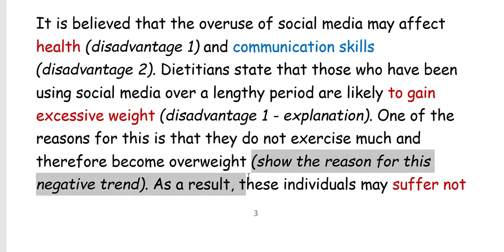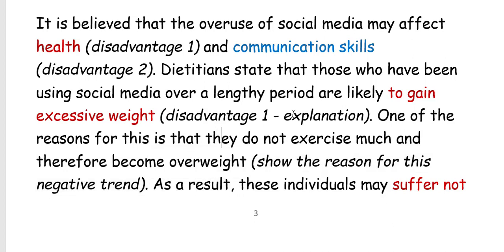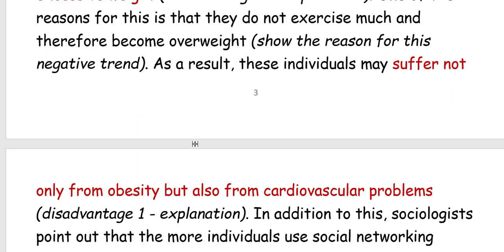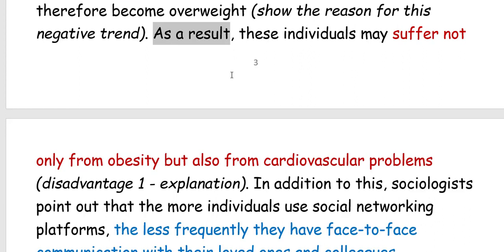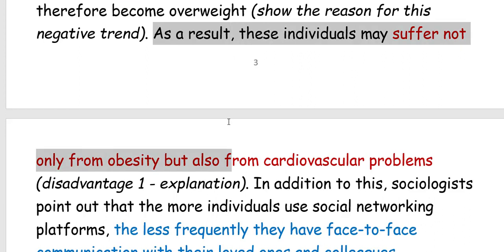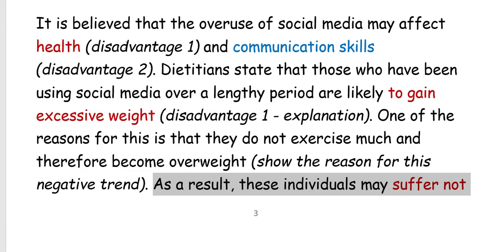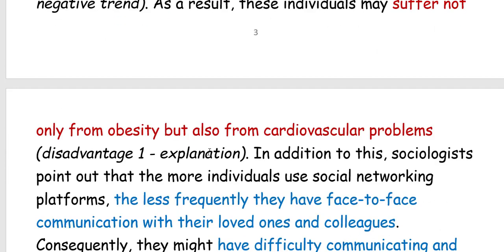So for you, it's important to show the reason for this trend. So you have to explain why people gain excessive weight. Next, as a result, these individuals may suffer not only from obesity, but also from cardiovascular problems. Okay, so again, we're talking about health, right? And we're talking about obesity, and we're talking about cardiovascular problems. Cardiovascular here means heart-related problems.